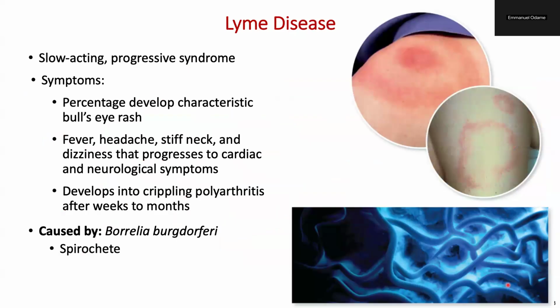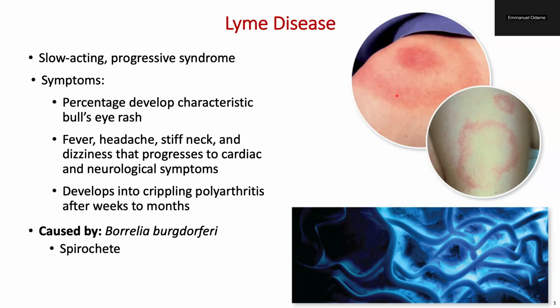And the next thing to talk about is Lyme disease. This is a slow-acting but progressive syndromic disease, and some of the symptoms include a characteristic bull's-eye rash, where, as you can see, it looks like a round eye, which is why we call it the bull's-eye. This was first discovered in Old Lyme, in Connecticut, in the 1970s, but it has been around for centuries.